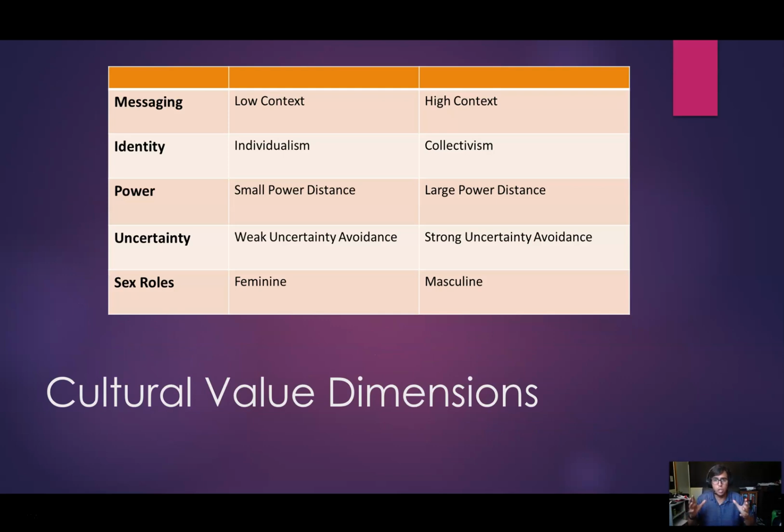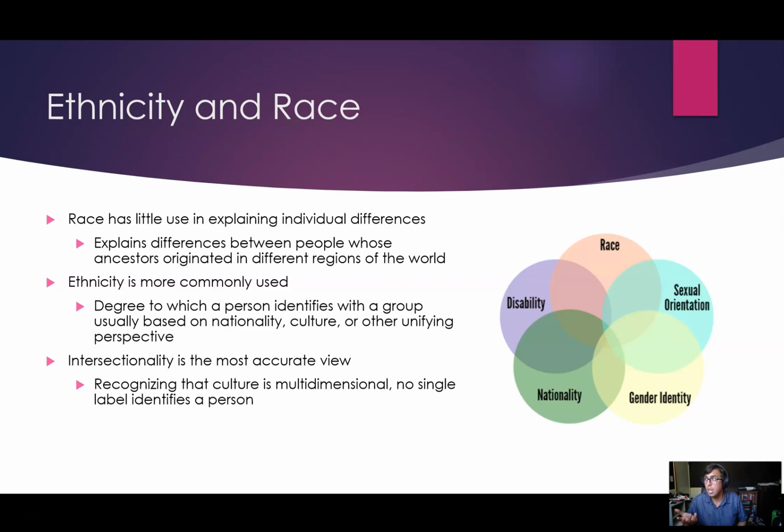So that concludes these cultural value dimensions. Now we're going to be talking about some of the ways that culture intersects with many different types of things. We start with ethnicity and race.